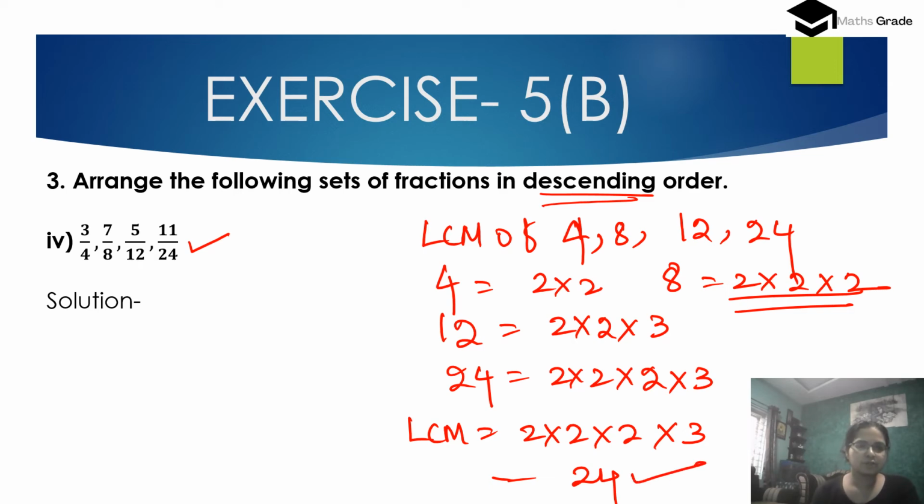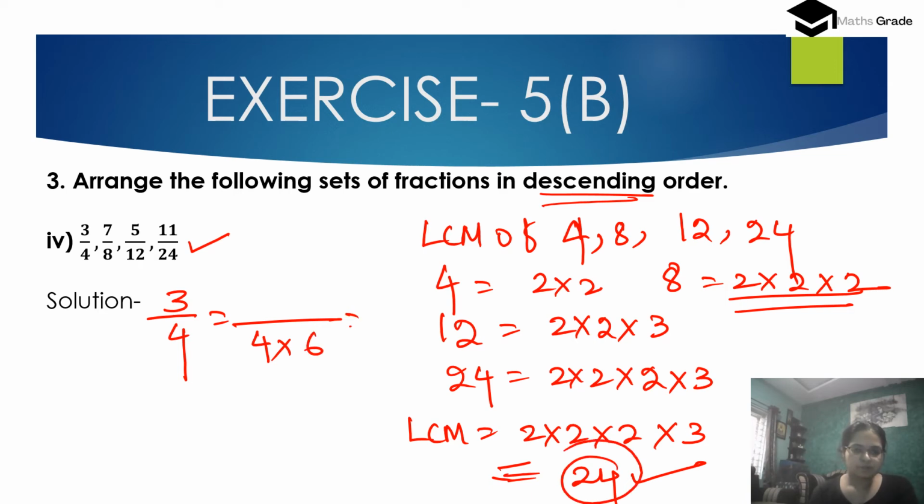Now convert these fractions into equivalent fractions with the denominator equal to the LCM, by multiplying the same number with the numerator and denominator. Here the denominator is 4. We have to find which number to multiply with 4 to get 24, which is equal to the LCM. If we multiply 4 with 6, we get 24. So we have to multiply the same number 6 with the numerator 3. So 3 multiplied by 6 is 18.